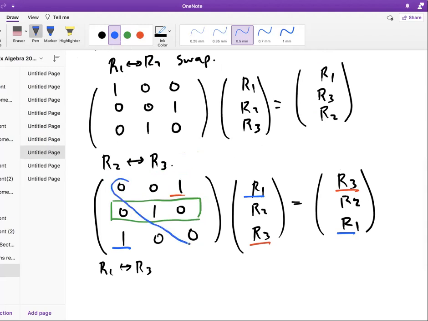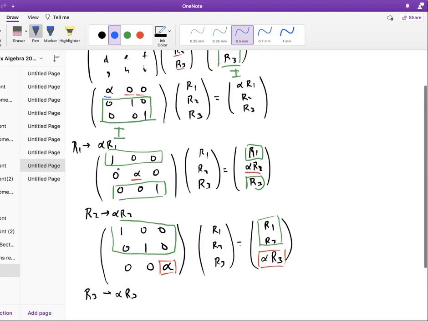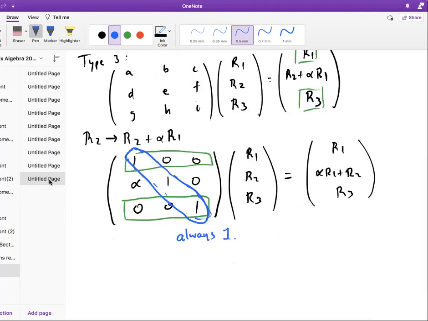It's the diagonal entries. If there's a 0 in the diagonal somewhere, then it's a type 1. If there is something that's not 1 in the diagonal, then it has to be a type 2. And if they're all 1s in the diagonal, it has to be a type 3.